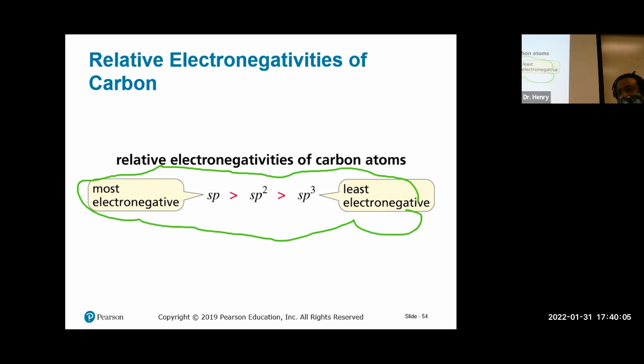Okay, so the relative electronegativity, this basically shows you that the sp is going to be more electronegative than the sp3. So that means your triple bond moieties are going to be more electronegative than your single bond. So what does that mean in terms of polarity? Who's going to be more polar? The triple bond, right? Which we saw earlier when we were looking at the boiling points. So this is just confirming that.